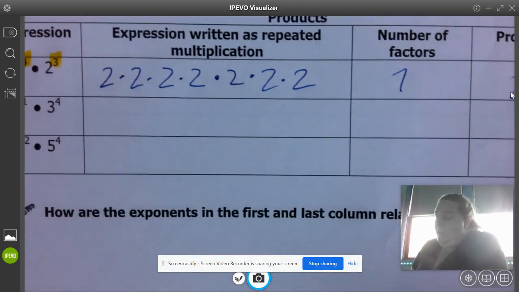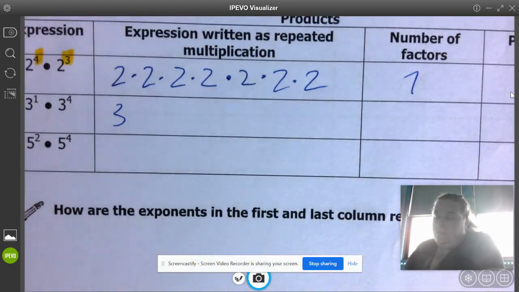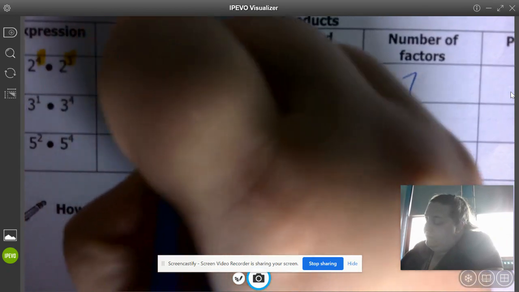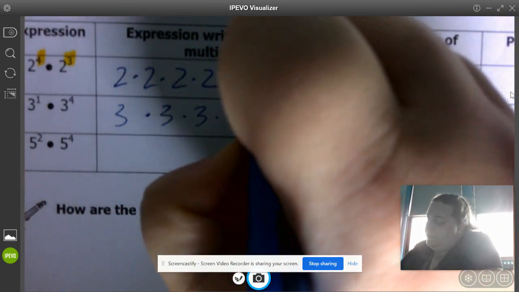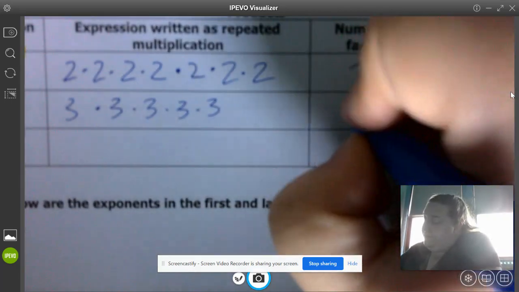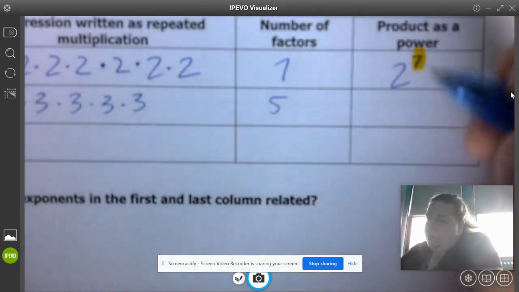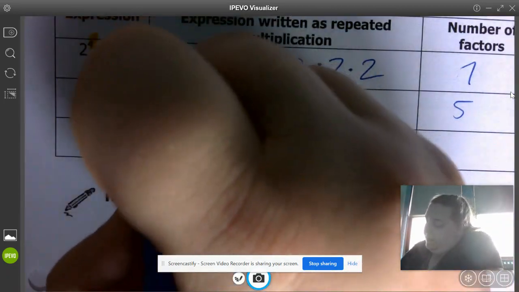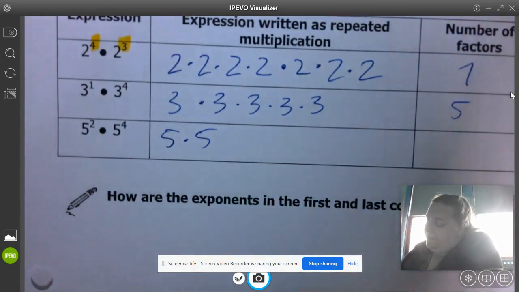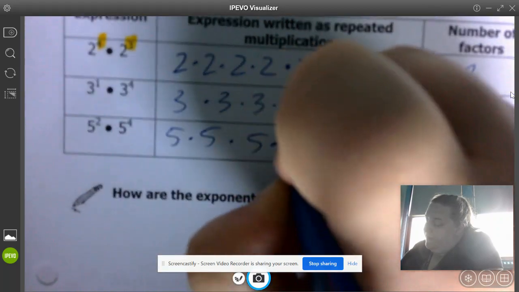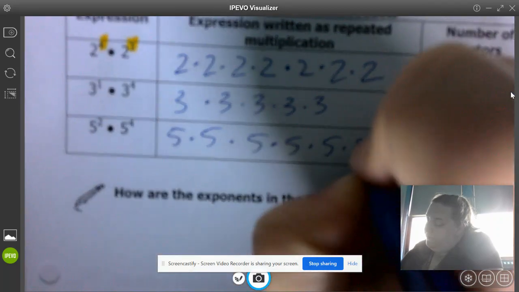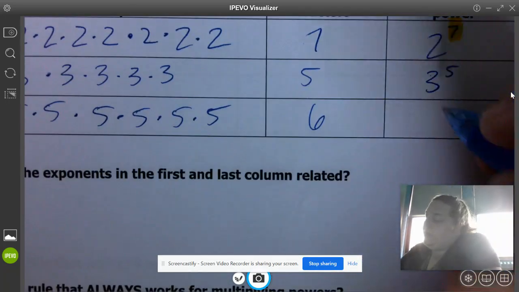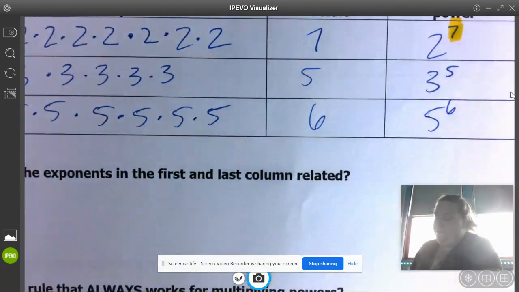Okay. All right, so for the next expression, you should have had 3, because to the first, there's only one 3, times 3 to the 4th. So that would give us a total of 5 factors, which I can rewrite as 3 to the 5th. Okay. And then the last one is 5 squared, so 5 times 5 multiplied by 5 to the 4th. So in total, there were 6 factors, and that would be 5 to the 6th power.